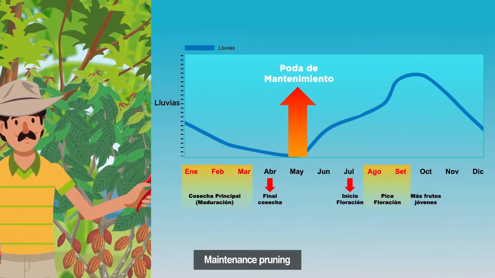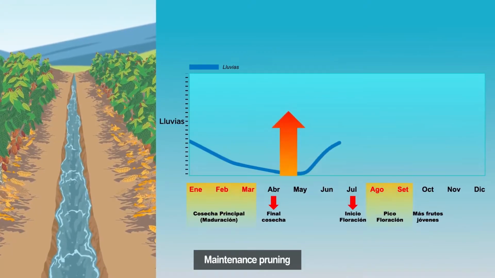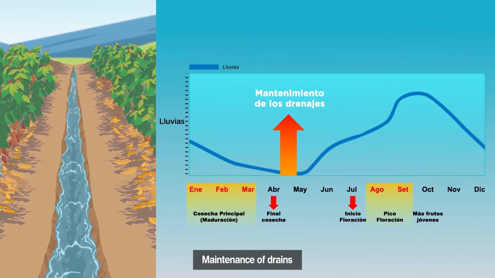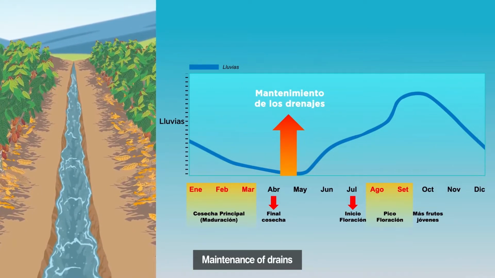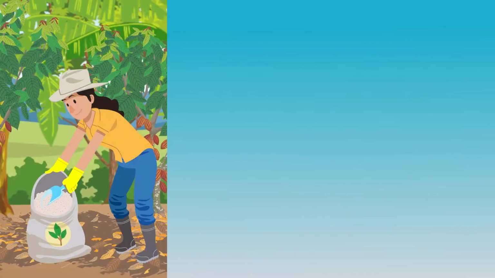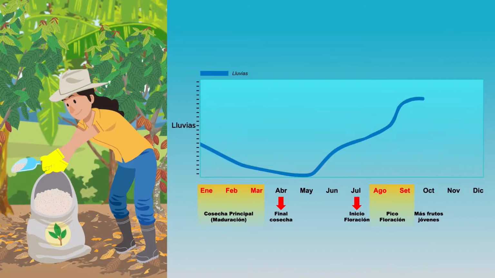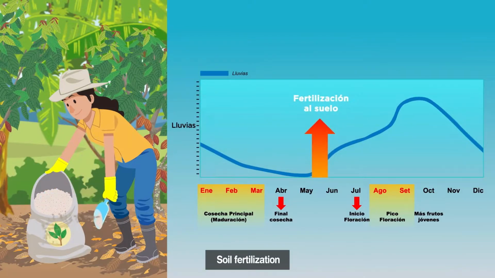In pruning, we must take advantage of eliminating all the diseased fruits of any size and with any symptoms when we see them. Remember that at this time, we must also maintain the drains on the ground to avoid puddles. After the maintenance pruning and with the onset of rains, it is ideal to fertilize the soil so that the cacao tree can be prepared for a new production and be vigorous.